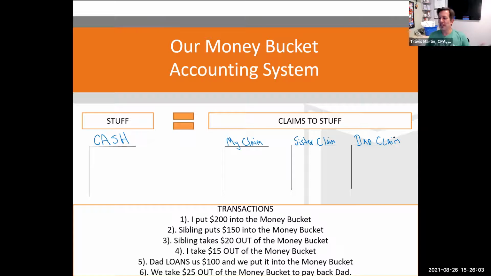All right. So 1 and 2, we got that down. We put 200 in, just like we did before, just copying those transactions. I put 200 in. My sister puts 150 in. Put my little plus sign on there so we know plus 150. Plus 150.